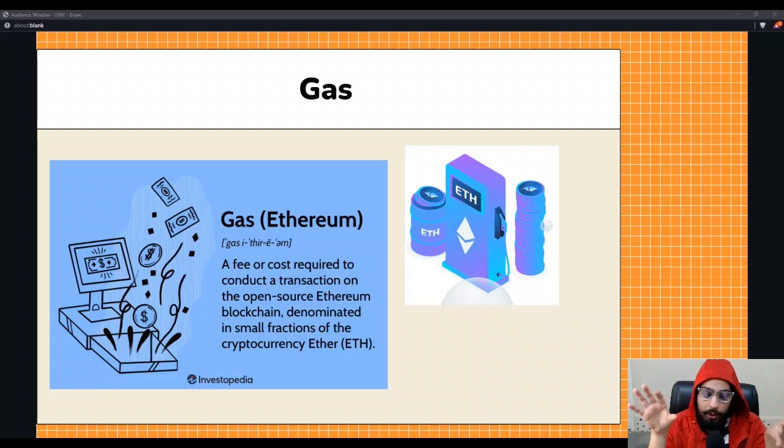So let's talk about gas, Ethereum gas. So what is gas? Gas is nothing but a unit of measurement that measures the amount of computational effort required to perform a certain operation on Ethereum. It is also written on the screen: it is a fee that is required to conduct a transaction on the Ethereum blockchain, right?